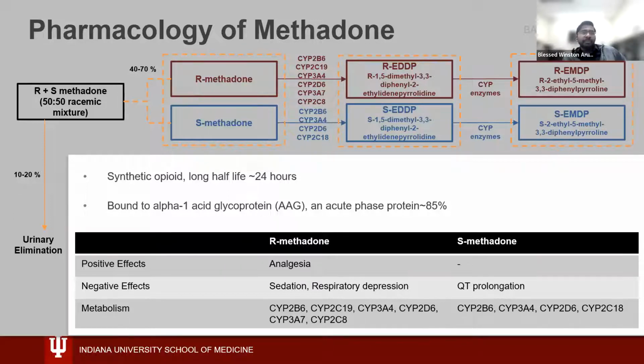It's bound to alpha-1 acid glycoprotein, which is an acute phase protein, which means any stress to the body induces the formation of AAG. There's an inducible component to AAG, and with a high concentration of AAG, the binding of the drug is going to increase, which means there's going to be less free drug. R methadone is mainly related to the analgesic effect, and it causes all the other classical opioid effects, sedation and respiratory depression and the rest.